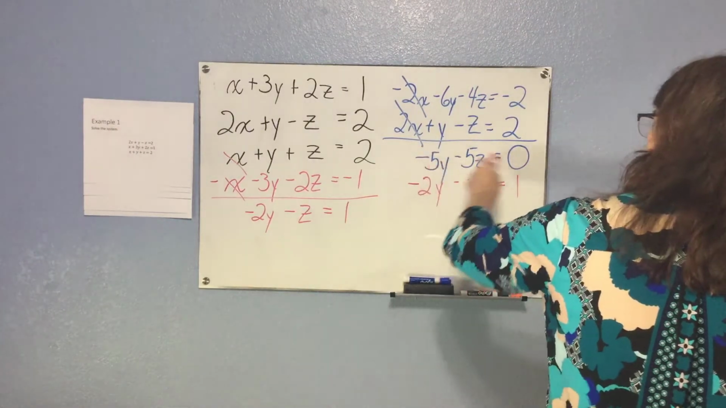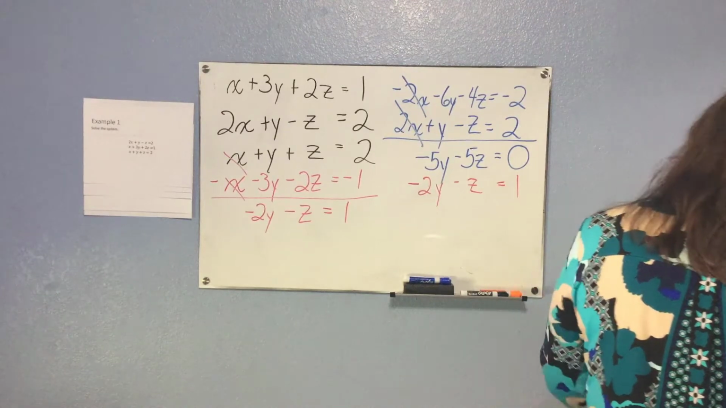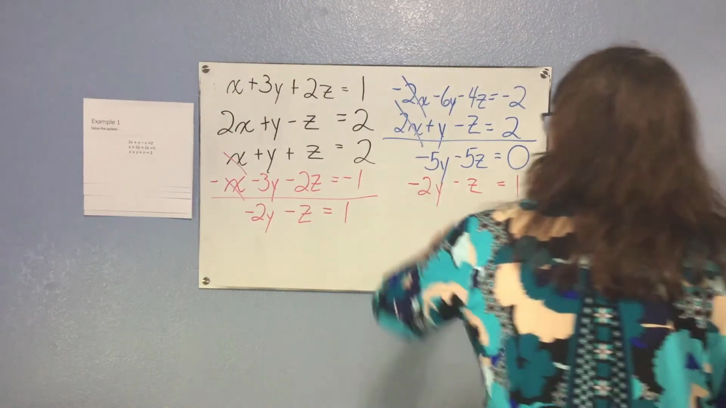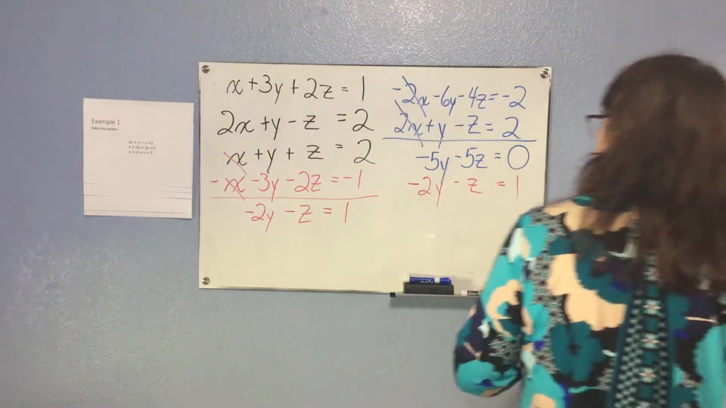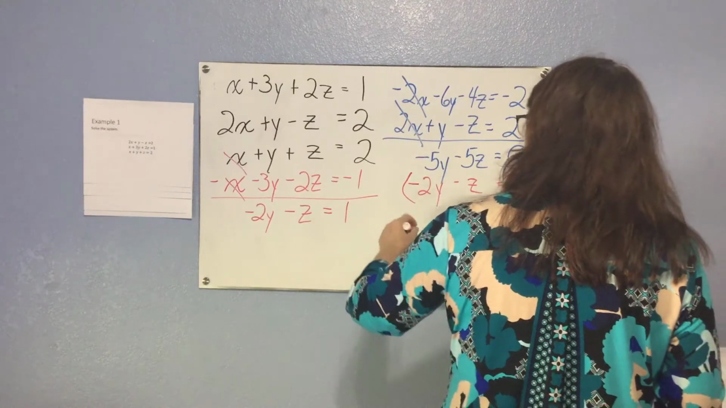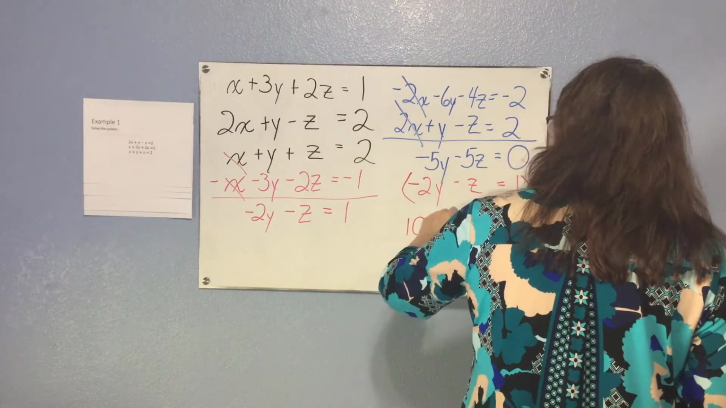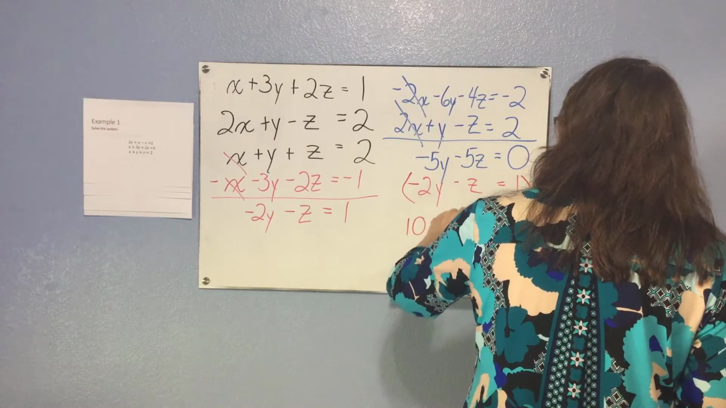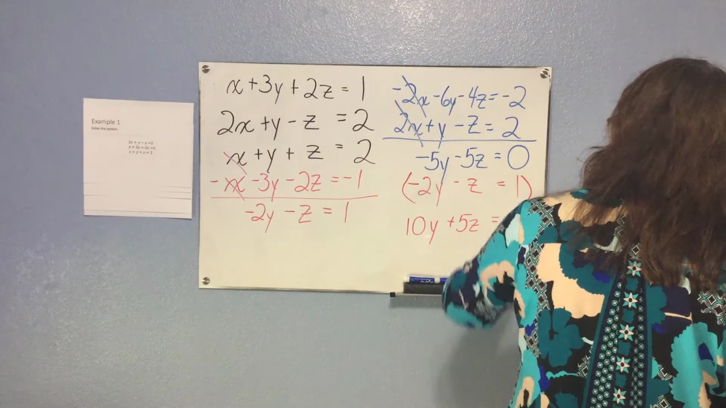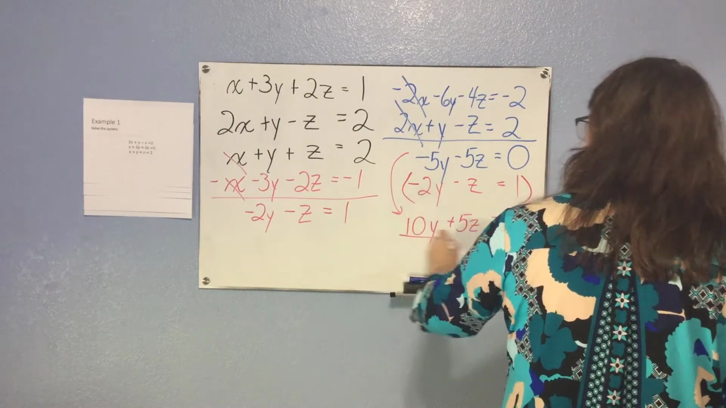And now I can look at these two equations. What can I do to solve those two? Well, one thing I could do, I could multiply this equation by negative 5. Let's do that. So that would give me 10y plus 5z equals negative 5. Now I'm going to add this equation and this equation.